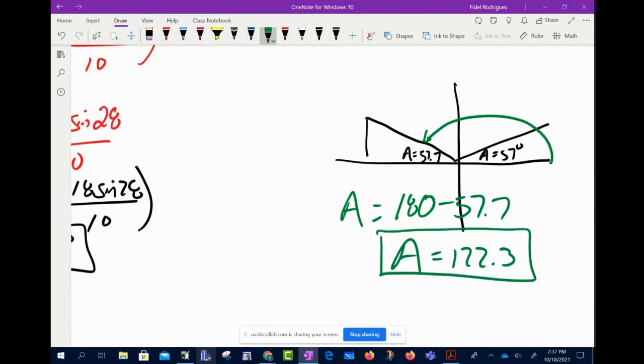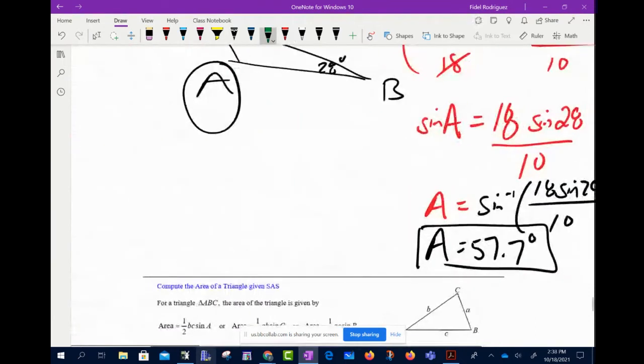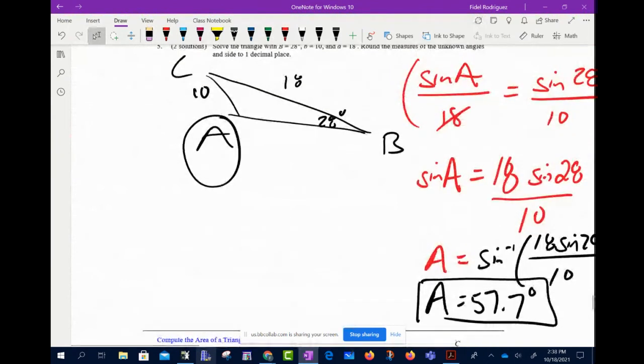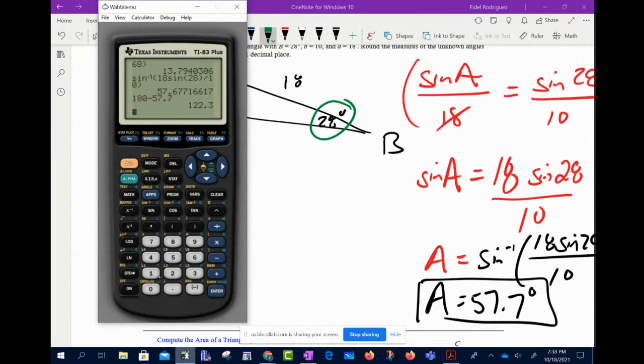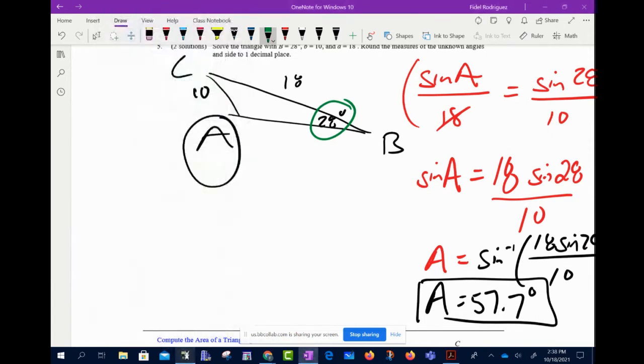Okay, so just like I did before, I'm coming up with this second angle, 122.3 degrees. Is it possible that that's going to work? Let me come back over here and say, the other angle that we had was 28. So if we take 122.3 and we add 28 to it, we're still below our 180. So yeah, we're actually going to have two triangles here, y'all. Okay, so let me show you how we're going to do this.